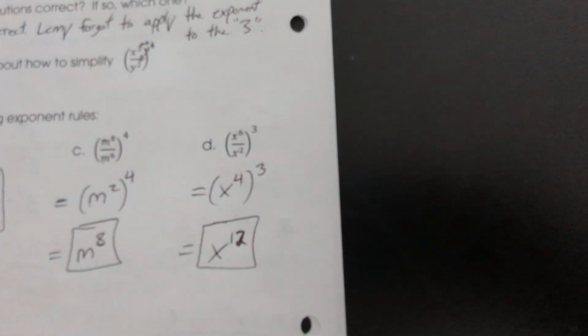Same thing here. Our bases are the same, top and bottom. So we can keep the base the same and then do 6 minus 2, which is 4. And that is all to the exponent of 3. Base stays the same. We multiply exponents. 4 times 3 is 12. 7 would be if you're adding them, but we're multiplying. So x to the 12 is our final answer.